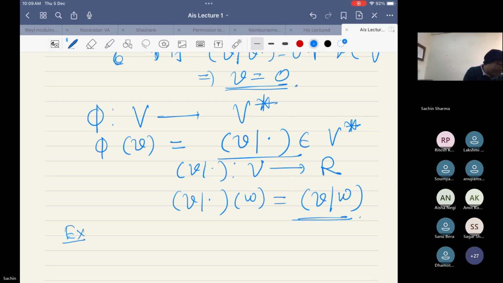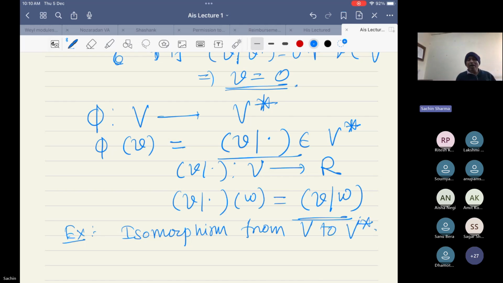Exercise: prove that this is indeed an isomorphism from V to V star. Why is it an isomorphism? First of all, it is a linear map. Everybody agrees, right? Why is it linear? Because the inner product is bilinear, so it is linear in the second component. That is the thing. And first of all, why is this phi one-to-one?